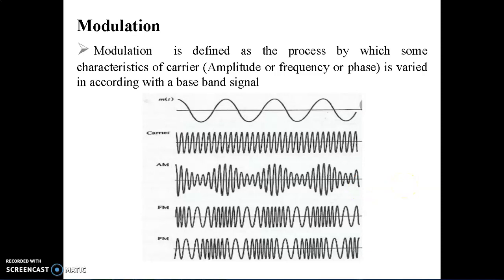There are a few advantages of modulation: it minimizes the noise, signal can be transmitted over a long distance, it minimizes the height of the antenna, and multiplexing is possible. Multiplexing means more than one information signal can be transmitted over a single channel. So these are some of the advantages of modulation.